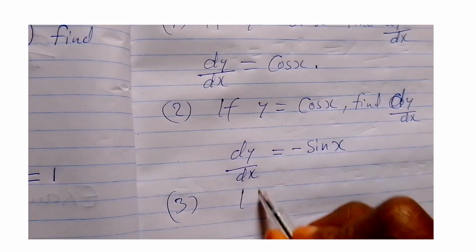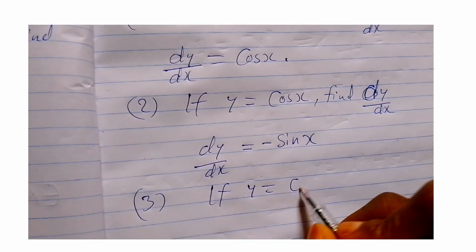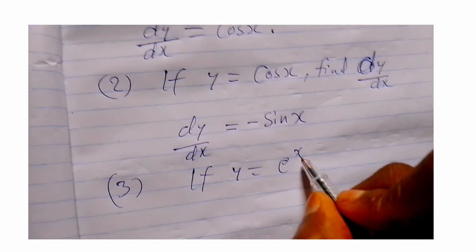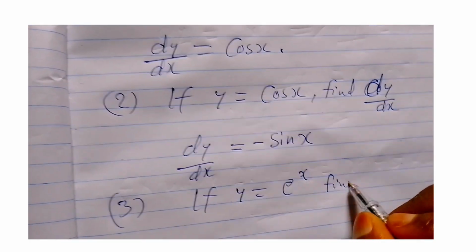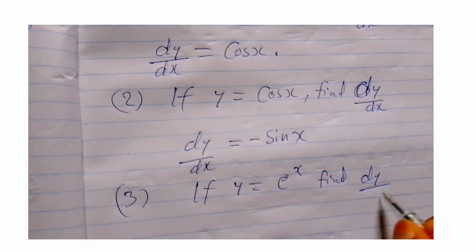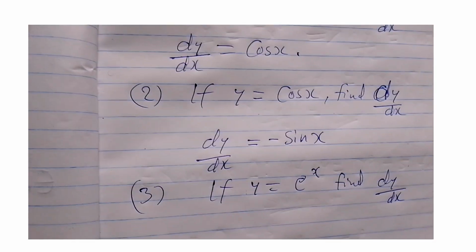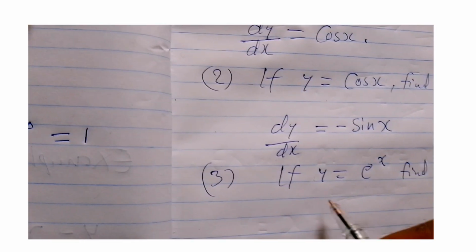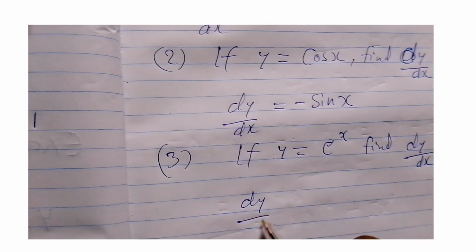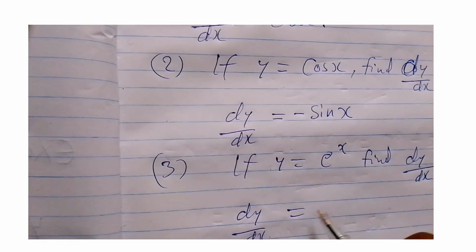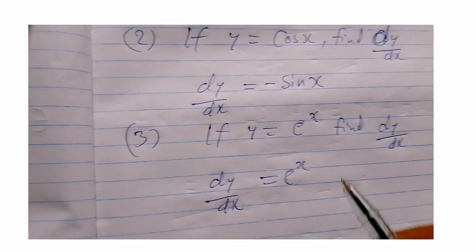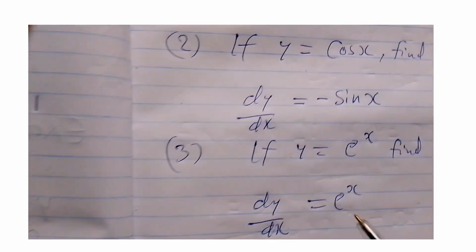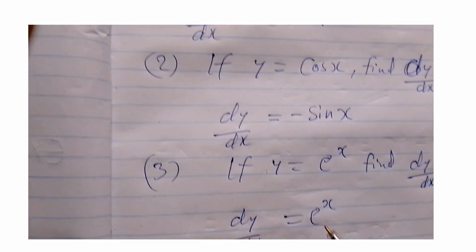Now let's look at the third one. If y equals e to the power x, they say you should find dy/dx. For you to get dy/dx of e to the power x, the solution is going to give us the same thing: e to the power x. When you differentiate e to the power x, the derivative is still going to give you e to the power x.